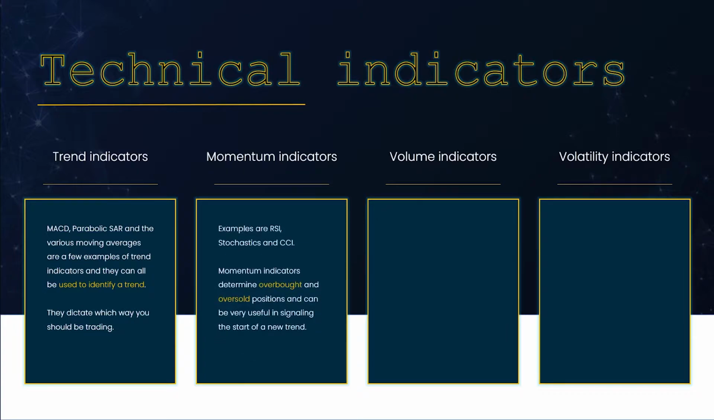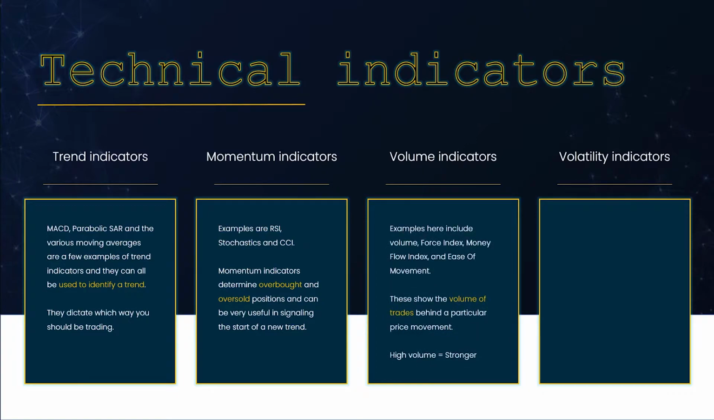Momentum indicators. These types of indicators are essentially oscillating indicators and are most useful to determine overbought and oversold positions. They can be very useful in signaling the start of a new trend. Examples are RSI, stochastics, and CCI.